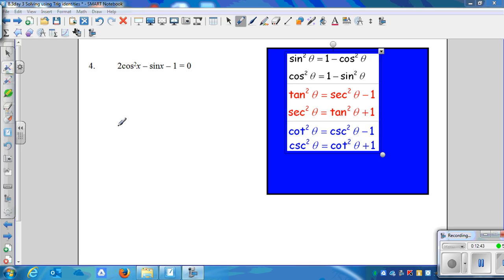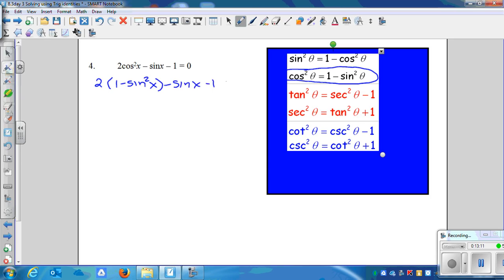So number 4 is going to require us to do a little bit of factoring as well as some replacements. Now I notice I have sine x here, and I don't have any replacement values for regular sine x, but I do have replacements for cosine squared x. So I'm going to replace cosine squared x with 1 minus sine squared x. So we have 2 parenthesis 1 minus sine squared x minus sine x minus 1 equals 0. So now I have only sine functions within this. Distribute, so 2 minus 2 sine squared x.